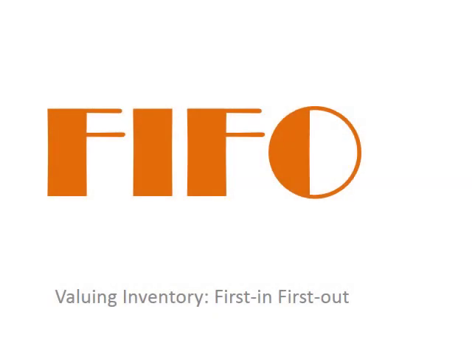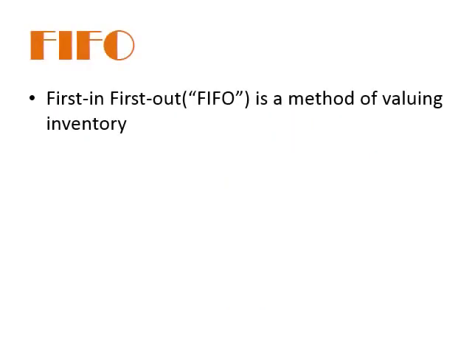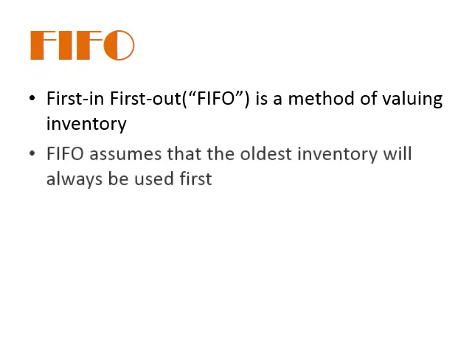In this session we're going to have a look at how we value inventory using the first in, first out or FIFO method. FIFO is one of the main methods of valuing inventory, along with LIFO and AVCO. It stands for first in, first out, and with FIFO we assume that the oldest inventory will always be used or sold first.